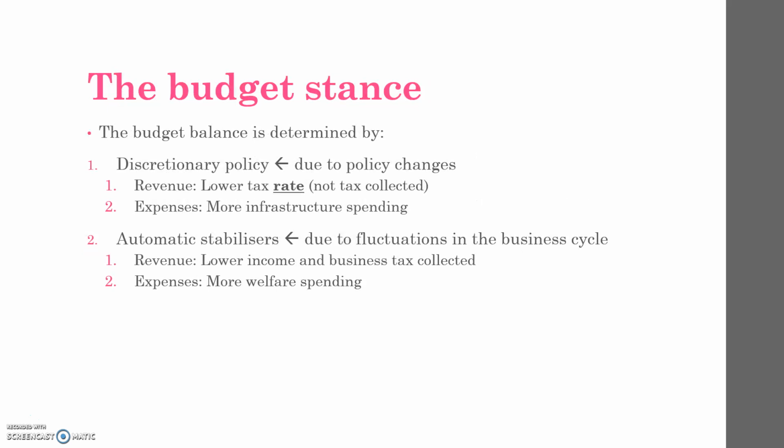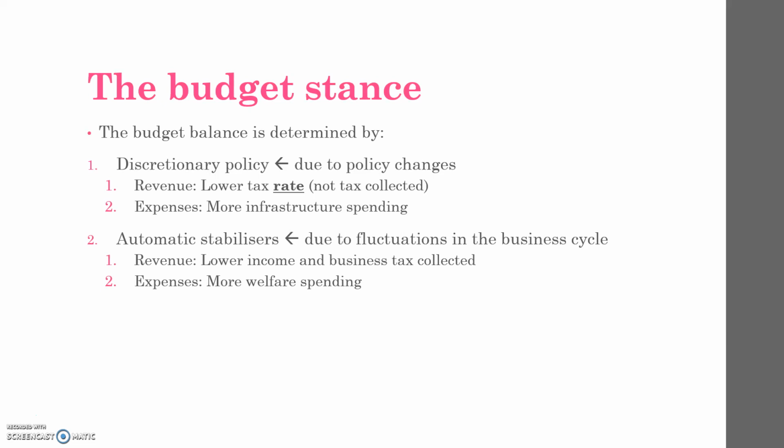So we're going to start off from the very beginning. There are two ways in which the budget balance changes. First of all, we covered discretionary policy, and discretionary policies are policies which the government implements, which cause changes to government revenue and expenses. These policies need to be changed explicitly by the government.